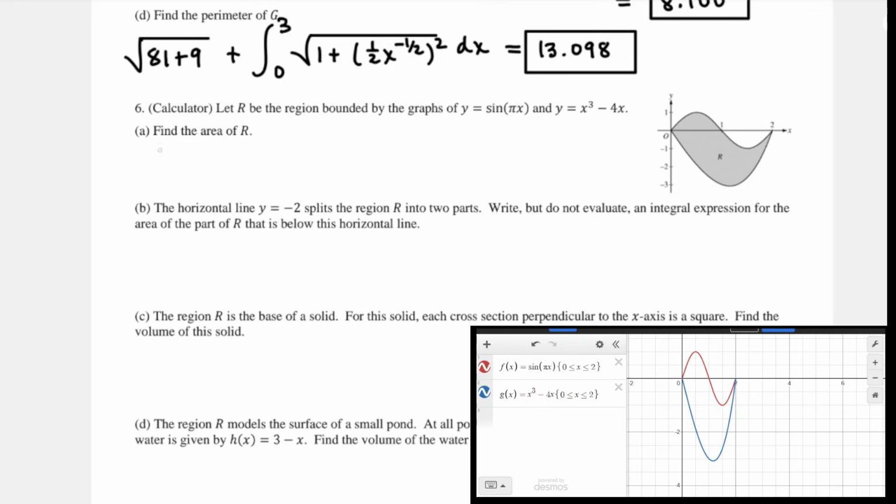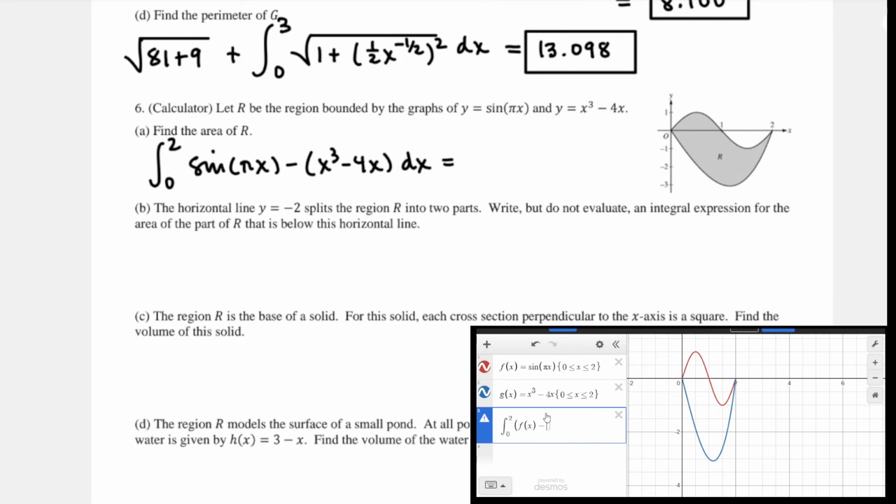So let's say integral from 0 to 2 of red, sine of pi x, minus blue, x cubed minus 4x. I'm going to be really careful about parentheses here. On the calculator, definitely don't take the chance with parentheses, just integrate f minus g, red minus blue, top minus bottom. That's going to be 4 units of area. This is great.